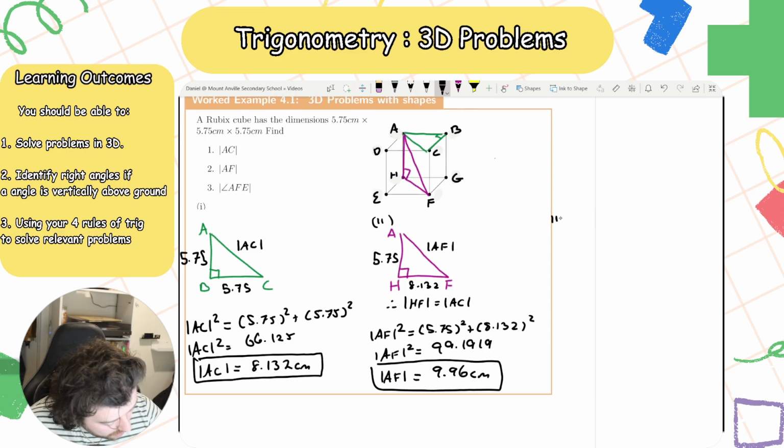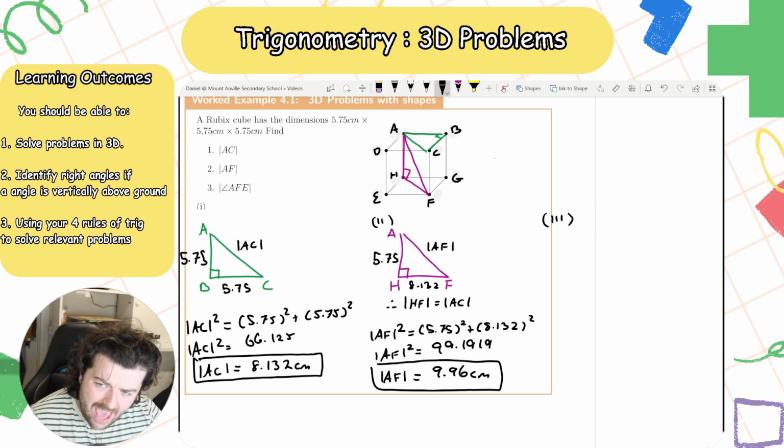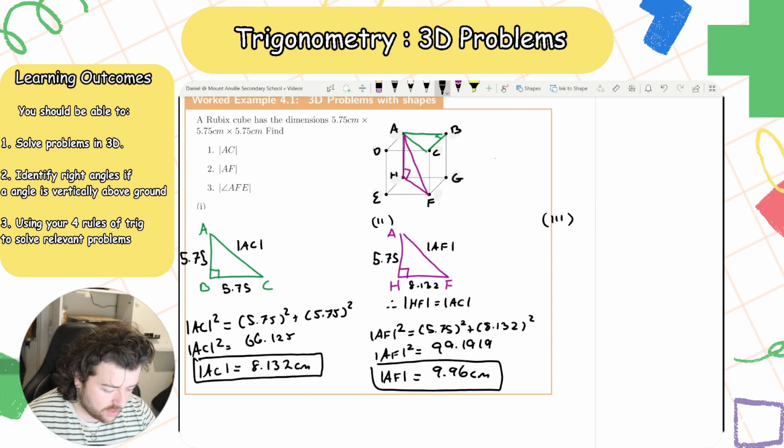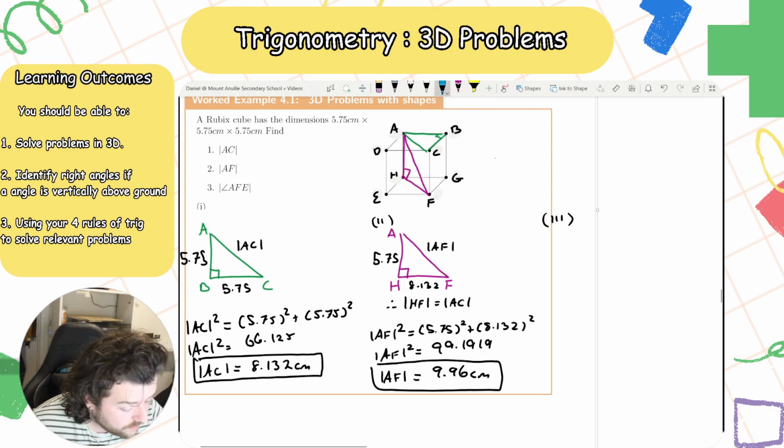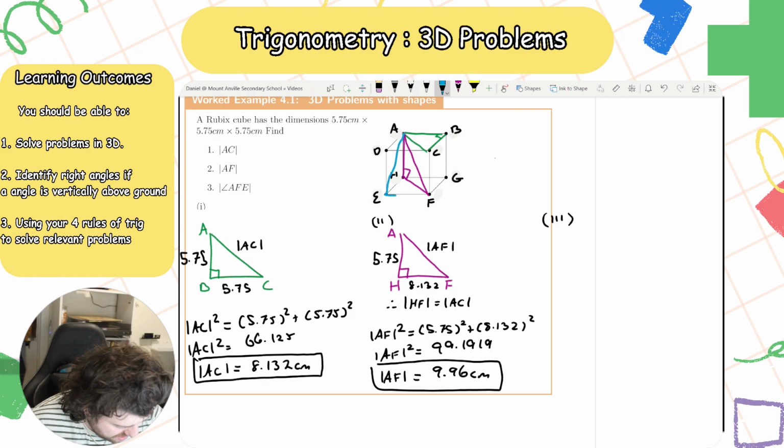Let's go on to the final part now. The final part is asking us to find angle AFE. So this is a tricky one. Let's draw a triangle AFE. I'll use blue, right? So I'm looking for A, E, F. You're going to need to adjust your eyes here for a minute.